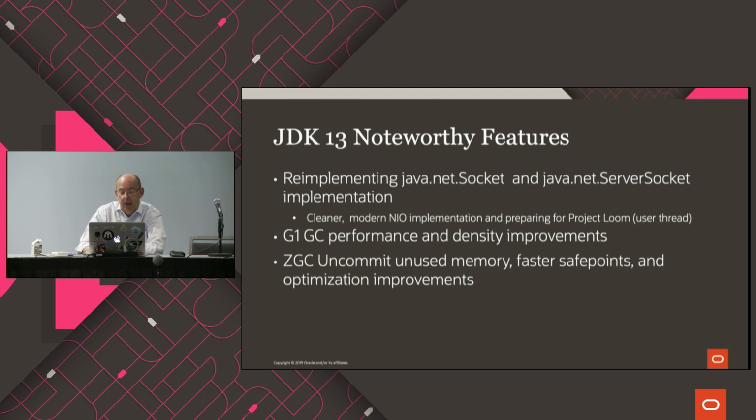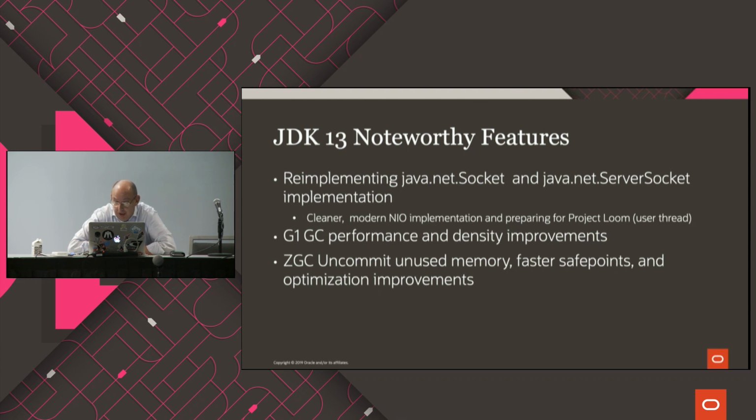Also in 13, we are providing a new re-implementation of the socket and server socket layers. There is a lot of technical debt here, but I think the most important part of this new implementation of the socket is to prepare for Loom, fibers and continuations. In some cases we are seeing significant performance gains, though it's going to depend on your workload. There is better use of the modern NIO capabilities that we implemented a few years ago, which gets us a much cleaner implementation of the network stack.